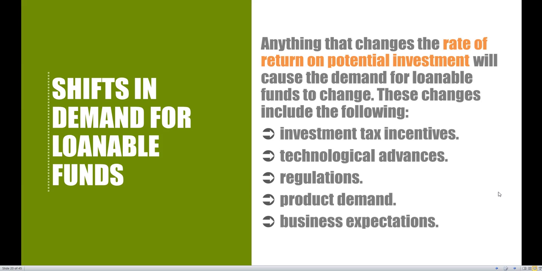Let's go ahead and take a look at the determinants of demand for the loanable funds market. So things that are going to shift our entire demand curve to the right or to the left. And these are going to be anything that changes the rate of return on potential investment will cause the demand for loanable funds to change.